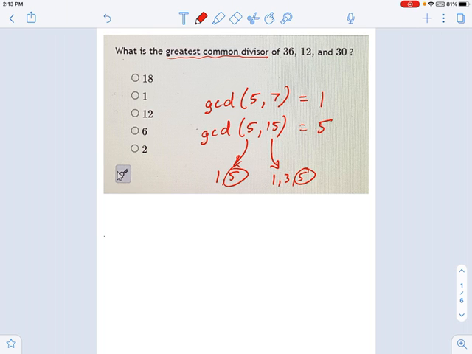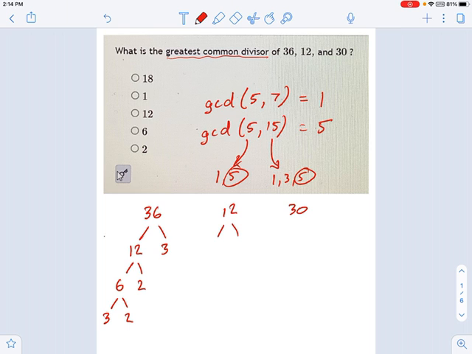So this one's got a little bit more going on in it. I have 36, 12, and 30. And a quick way to do GCDs is to just factor them. Okay, build yourself a factor tree. This is going to be 12 and 3. Okay, and 12 breaks down into 6 and 2. And 6 breaks down into 3 and 2. Okay, so there's my factor tree for 36.